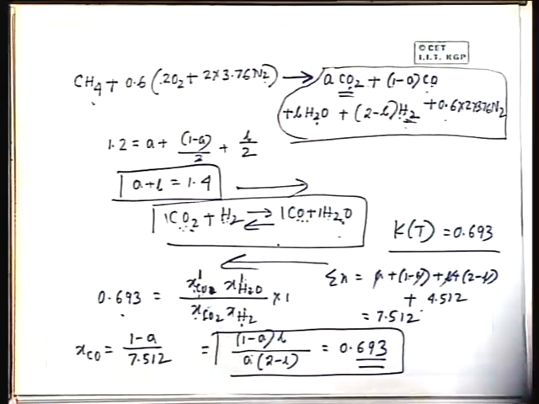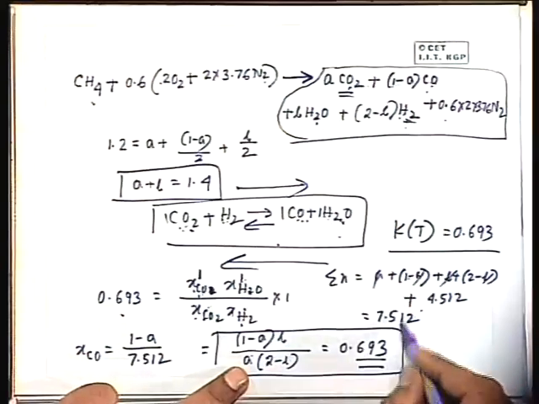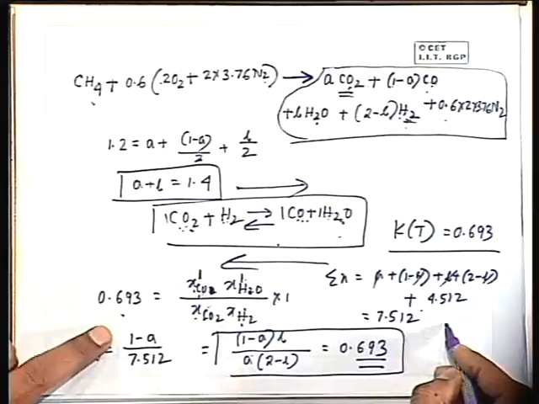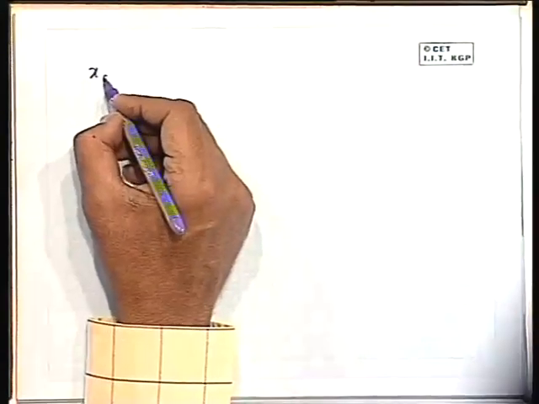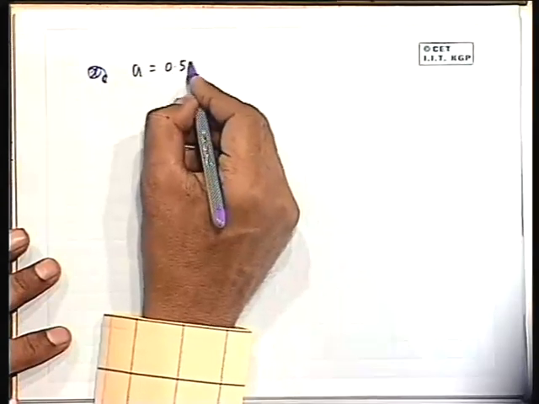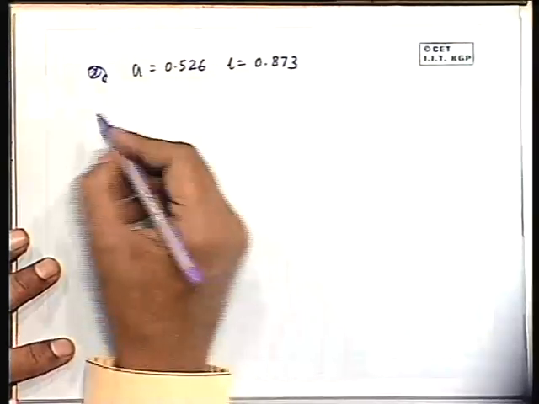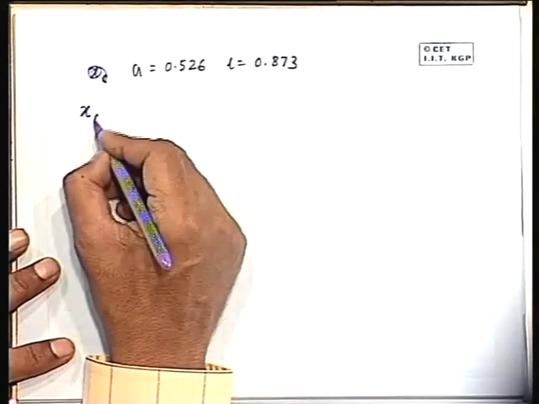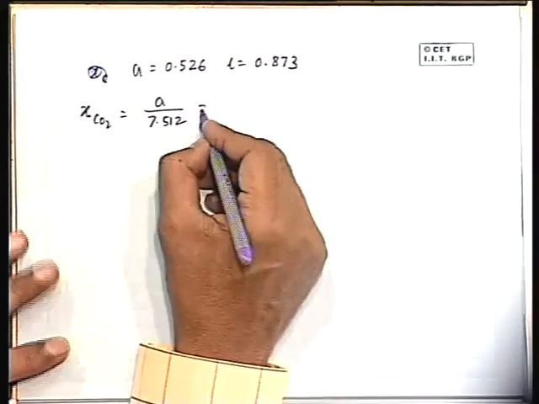Equilibrium composition is fixed. That means you can write the equation and tell the mole fractions. Now you require 7.512. For CO it is 1 minus A by 7.512. Now I write X CO2. A and B, I give the values: A is equal to 0.526 and B is equal to 0.873. Therefore, X CO2 is A by 7.512 with these values of A.